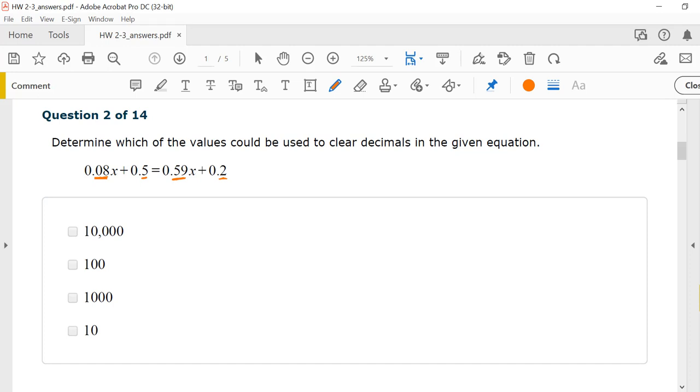You have a number with, what would that be, 100ths? So let's just circle that one. To clear a number that has 2 decimal places, we need to multiply by 100. Because 0.08 times 100 would give you just 8. 0.5 times 100 would give you 50. So all of the decimal places in that equation would be cleared if you multiplied every number by 100.